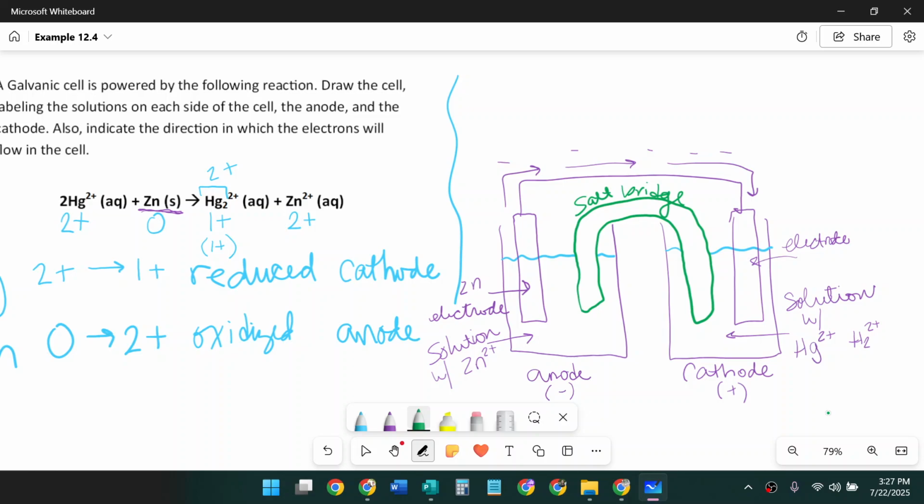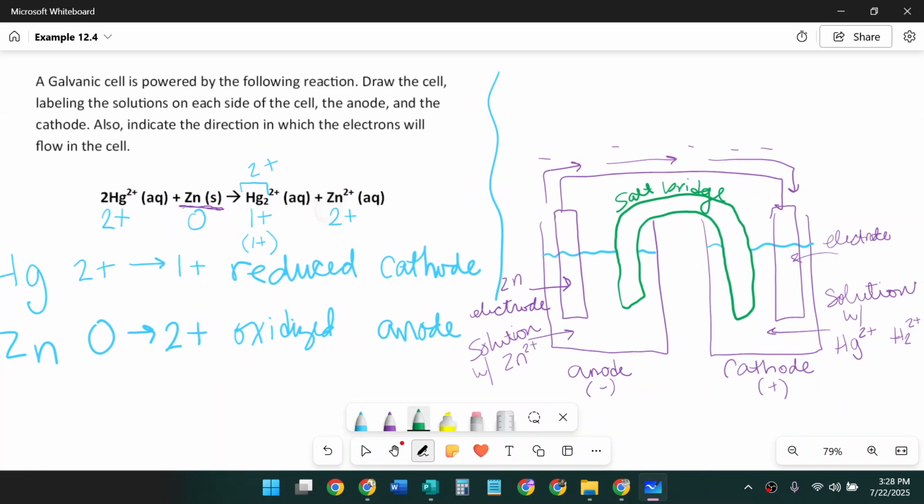Let's check the instructions. We drew the cell, which is like the whole thing. We labeled the solutions on each side. We labeled that the left one was the solution with zinc 2+, and the right one was the solution containing Hg2+ and, oh shoot, I spelled that one wrong. Let's fix that one. Hg2 2+. There we go. Good idea to check your work.